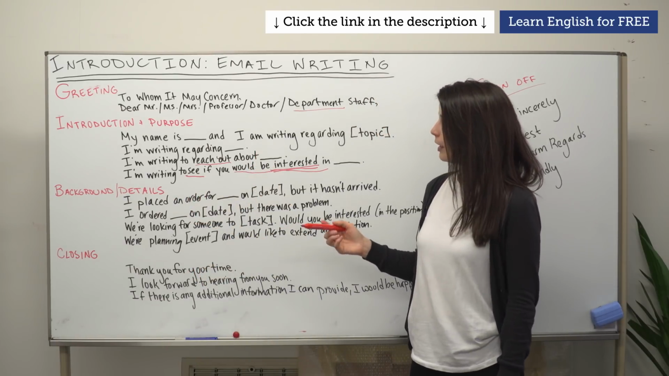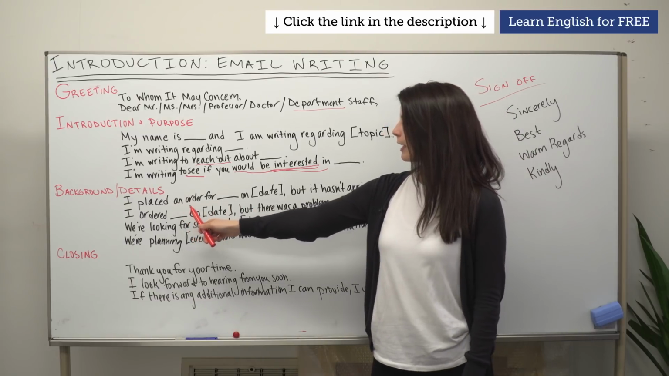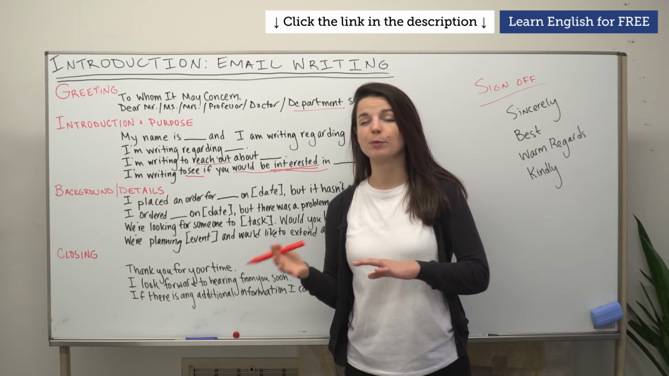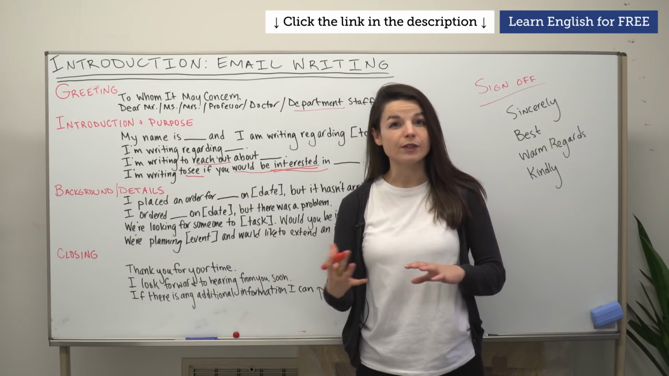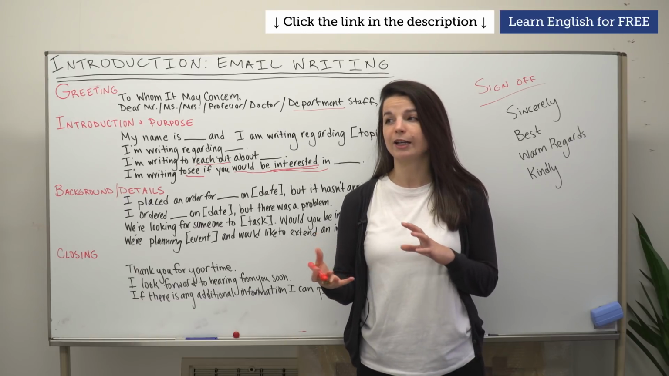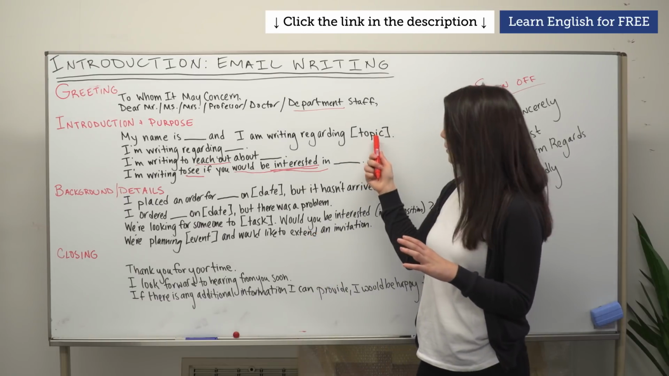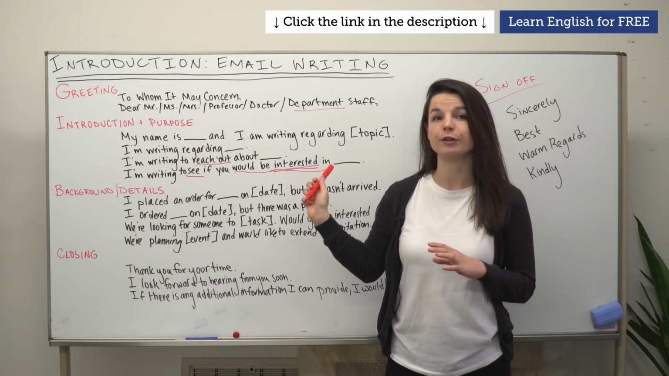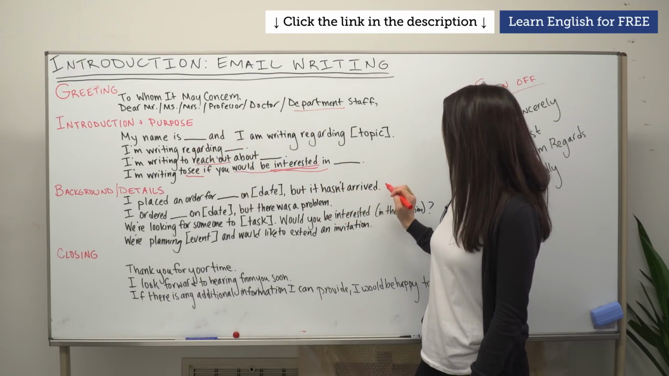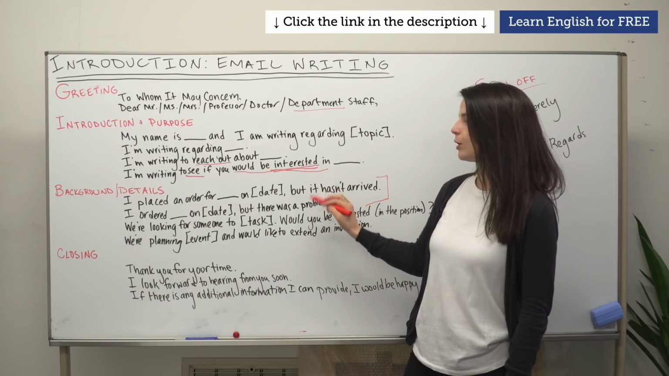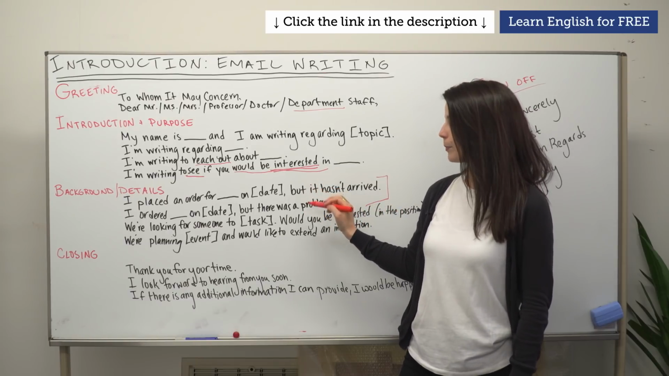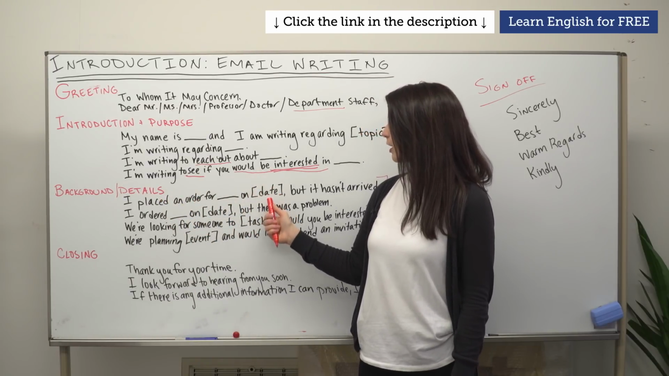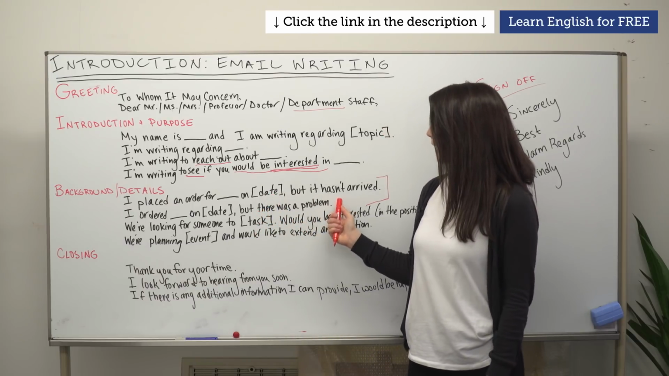So if you are writing regarding a question, maybe you ordered something from the company, there was a problem, or maybe it was a service transaction, some kind of business transaction, that's your topic. So for example, my name is Alicia and I'm writing regarding a textbook I ordered. If you want to write and explain a problem, you can use a couple of these patterns, these top two. For example, I placed an order for a textbook on January 15th, but it hasn't arrived.